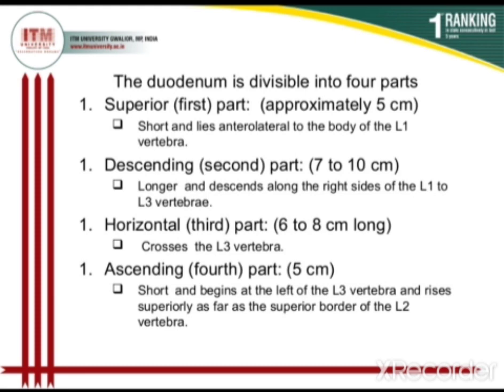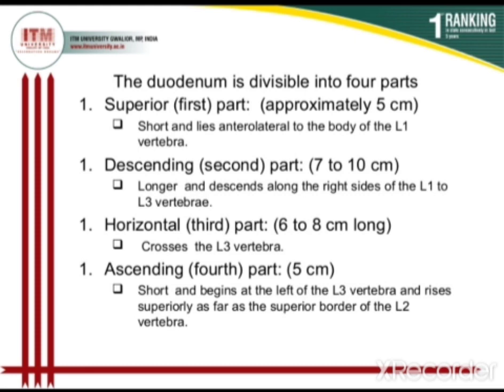So first, the duodenum is divisible into four parts. First is the superior, first part, that is short and lies anterolateral to the body of the L1 vertebra. The superior first part is approximately 5 centimeters long. So the first part is short and lies anterolateral to the body of the L1 vertebra.